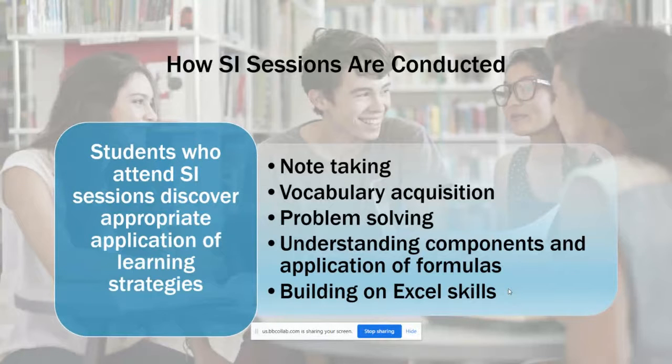Students who attend SI sessions discover appropriate application of learning strategies such as note-taking, vocabulary acquisition, problem solving, understanding components and application of formulas, and building on Excel skills. So these are some of the study skills we're going to be working on. We're going to be working on the content, as well as seeing what works best for you. That's one of the goals of SI. Everybody studies differently and learns differently, whether it's auditory, visually, kinesthetic, which is by doing, through sensory, and reading and writing. I'm personally a little bit of everything. But part of the SI program is for you guys to try it and determine what works for you. How do you learn? As well as reviewing course content.